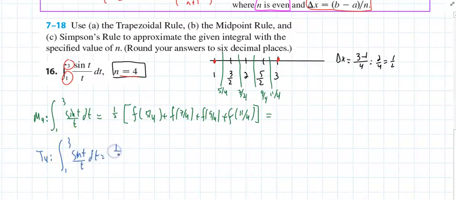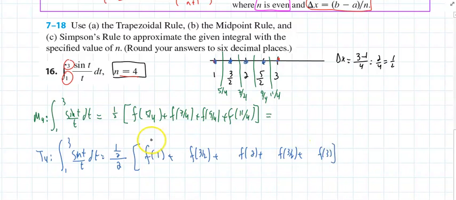That's going to be delta x divided by 2 in this case, times f of 1 plus, I'm going to leave some space, f of 3/2. So here we're just taking this, this, this, this, and this. Plus, leave some space, f of 2, leave some space, f of 3/2, leave some space, f of 3. So you notice here we have 1, 2, 3, 4, 5, even though we're finding 4 subintervals.